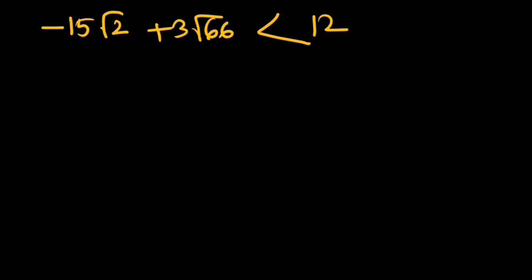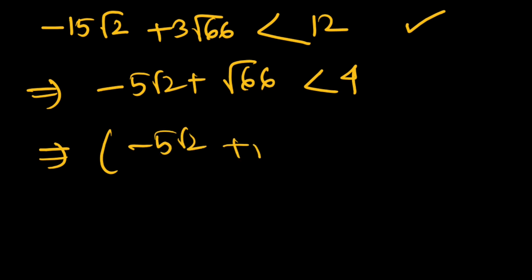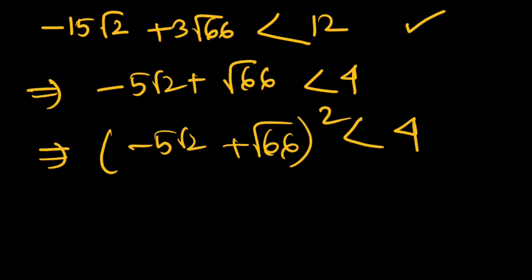Suppose we forcefully write 15 root under 2 plus 3 root under 66 is strictly less than 12. Now we want to check whether this inequality is true or not. So now we divide by 3. So that is 5 root under 2 plus root under 66 less than 4. Now we square it. Actually we want to check whether this inequality is true or not. So we carry forward these equations and see what the problem is. Now we square both sides, that is 5 root 2 plus root under 66 is less than 4 square.